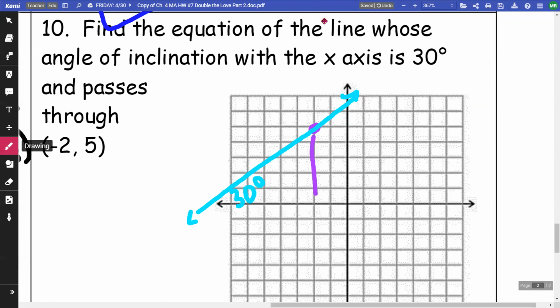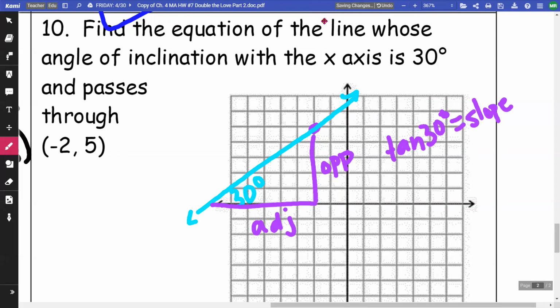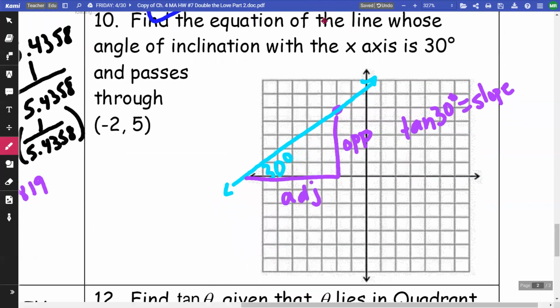Okay. Again, I'm just sketching. This would be opposite. This is adjacent. Okay. And so that is tan. So tan of 30 degrees would be my slope. Okay. When we first learned slope, it was called the slope ratio. So how am I going to write my equation?